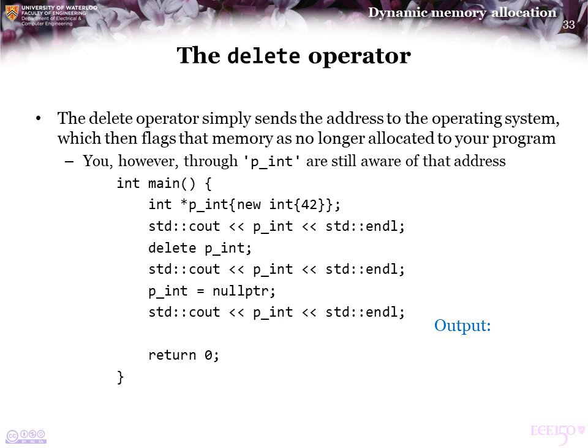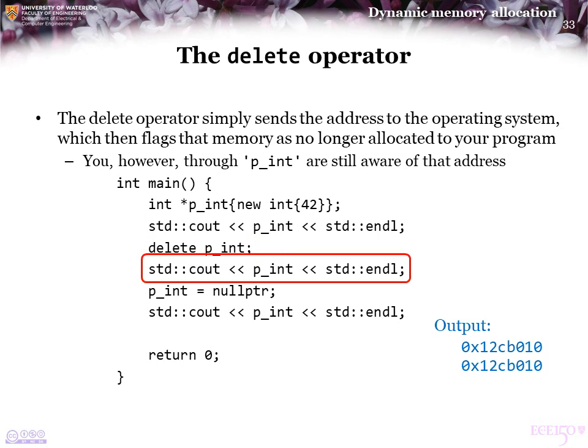So let's see what's happening here. With this statement, we print out p_int. Now, we may re-execute this program, so we may get a different address, because each time we run the program, the operating system could give us a completely different block of memory. All right, now when we call delete on p_int, we simply send that address to the operating system. Right now, p_int is still assigned that address, and when we print it out, we get that exact same value.